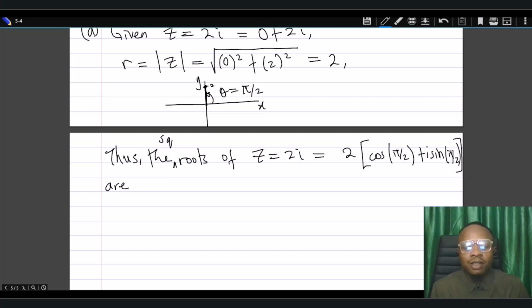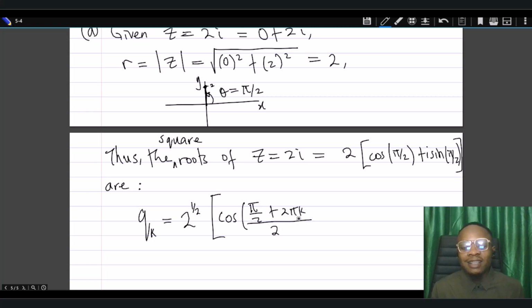So we say the roots, or the square roots to be precise. The square roots of the given complex number, we get them by using the formula q sub k equals r to the power of 1 over n. In this case, r, the modulus of the given complex number, is 2 to the power of 1 over n, that is 1 over 2. Then we have into cosine of theta plus 2 pi k. Theta in this case is pi over 2, so we have pi over 2 plus 2 pi k, then everything divided by n. Our n here is 2, so put that there and close off this bracket.